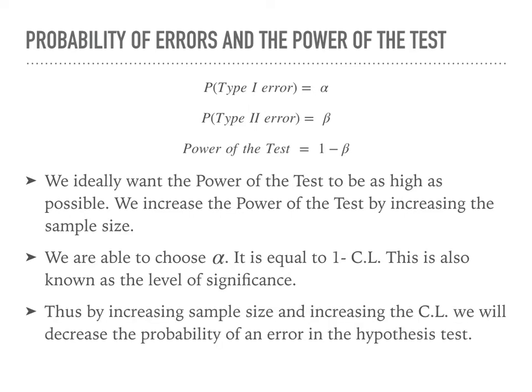So by increasing the sample size and increasing our confidence level, we can decrease the probability of an error occurring in the hypothesis test. We can never get rid of it though.